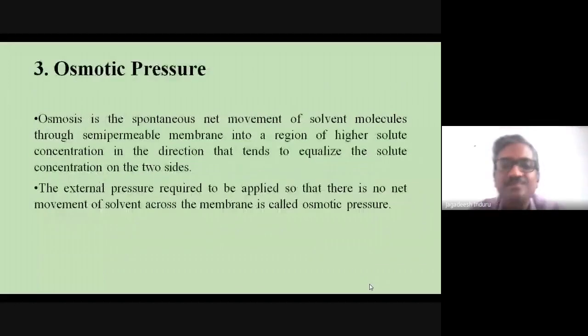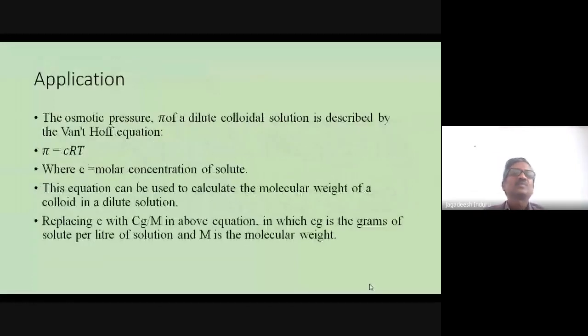Another one is the osmotic pressure. This osmotic pressure we apply to not allow your liquid to pass through the semi-permeable membrane when the semi-permeable membrane is separating your pure solvent from the solution. In the case of a colloidal solution or a colloidal dispersion, this osmotic pressure is also present here. Osmotic pressure is applicable to solutions also.